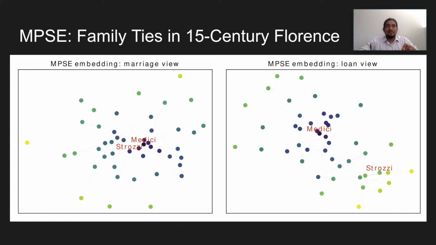The Medici family occupies a central location in both the individual MDS and in the MPSE embeddings. The Strozzi family occupies a similar central position in the marriage perspective, but not in the loan perspective. This reflects the nature of the political power at the time, as both families had strong ties to other prominent families in Florence, but the Medici family was doing better financially by that time.